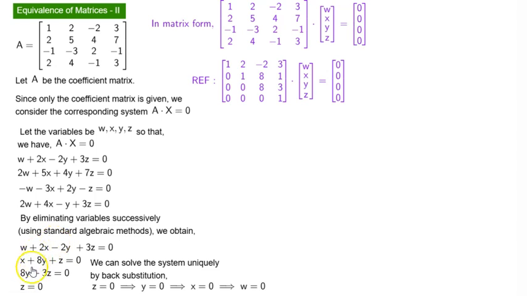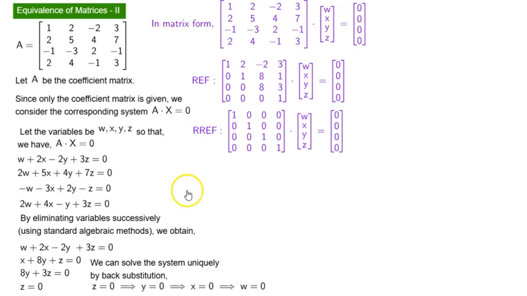Now we can solve the system uniquely by back substitution. Z is equal to 0, so substitute it back in the previous equation. So 3 times 0 becomes 0, 8y equal to 0, y equal to 0. So z equal to 0 implies y equal to 0, which implies x equal to 0, which implies w is equal to 0. Now here we have to bring it to the row reduced echelon form.